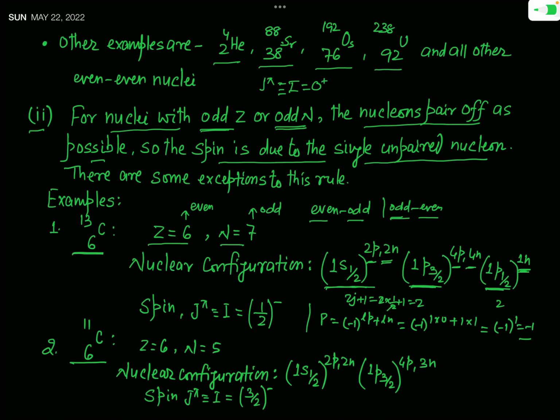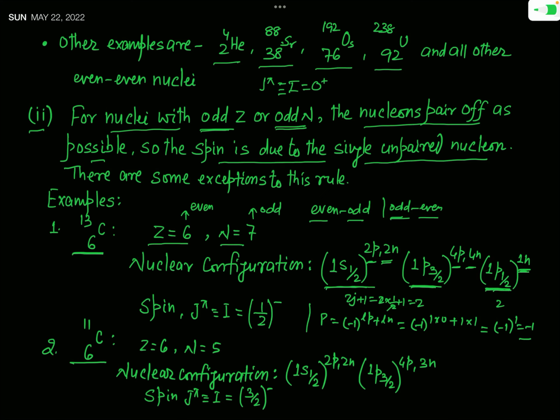Okay. And what will actually be the spin in this case? When you find the spin, you have to take the J value of the nucleons present in the last subshell. Since there is only 1 nucleon in the last subshell, J is equal to half.